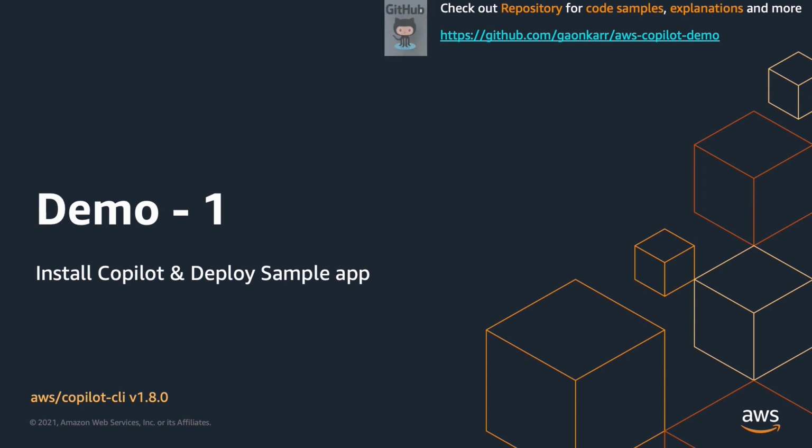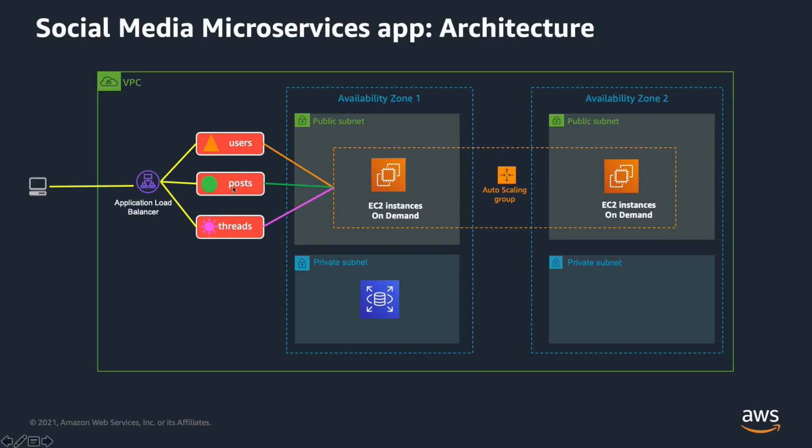Now, our real world applications may not be so simple. We may be working with some kind of microservices applications. And hence, the second demo will deploy a sample microservices application that has three microservices: users, posts, and threads. The original architecture is like this, where it hosts all of these services using containers, of course, on EC2 instances in a server format. And they have an application load balancer. Now, I will use this same application to be hosted using AWS Copilot.